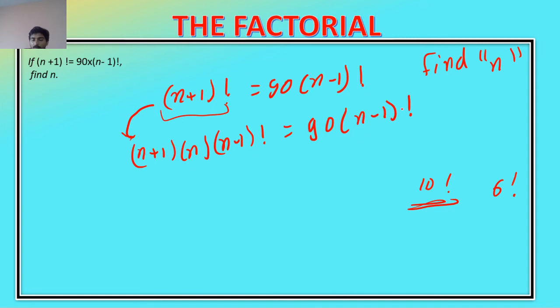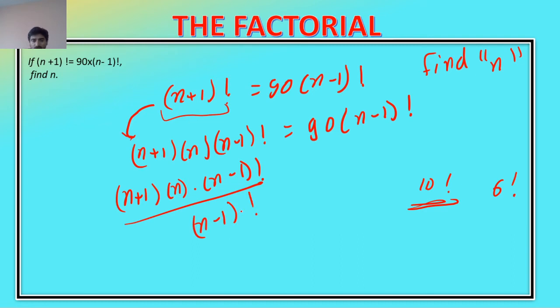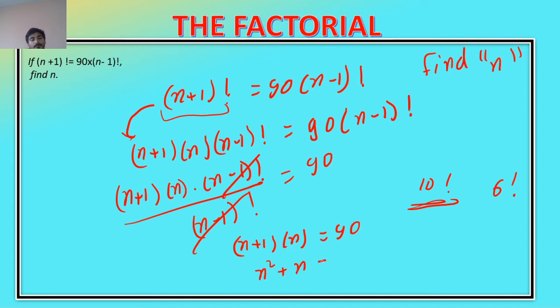Is it clear? Now if I bring this n minus 1 factorial to this side, what will be left? n plus 1 into n minus 1 factorial divided by n minus 1 factorial. Is it clear, all of you? Now I can cancel this and this, and it is equal to 90. Is it fine? So this will become n plus 1 into n is equal to 90. If I expand this, n square plus n minus 90 is equal to 0, right? Right or not?